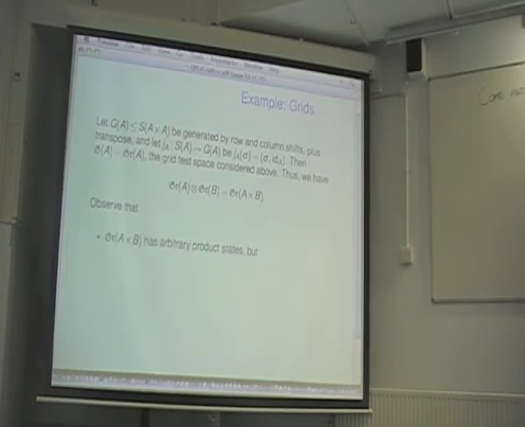So that's nice in one way. It's not hard to show that that test space has arbitrary product states. That's good. Unfortunately, it lacks arbitrary product tests.